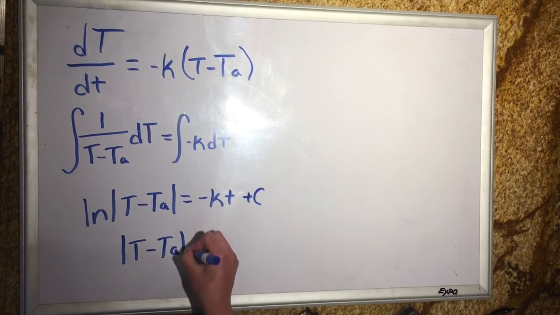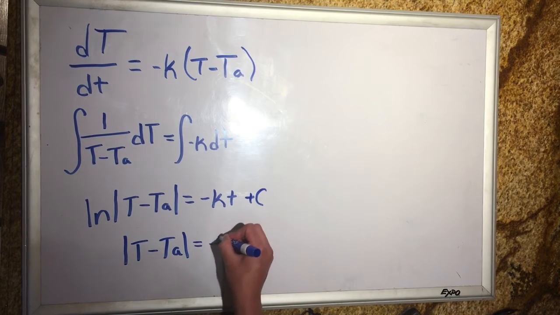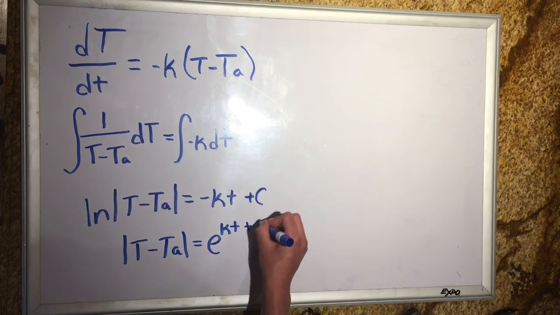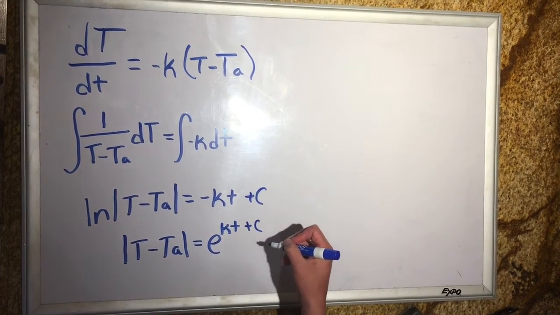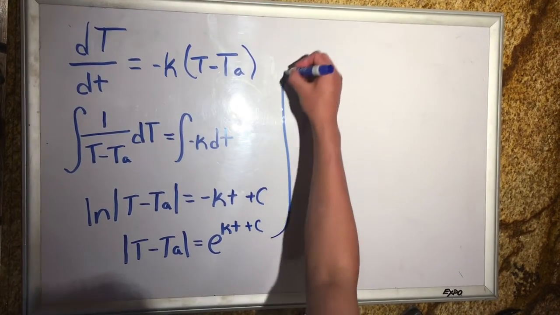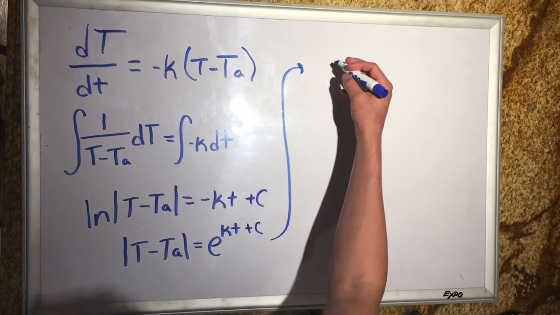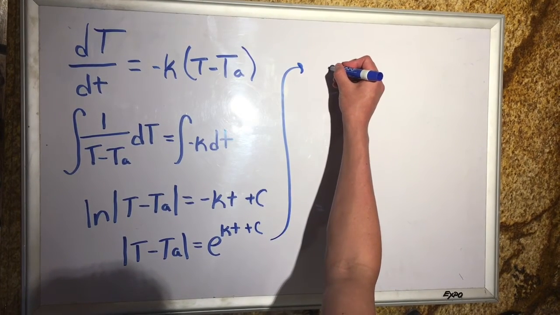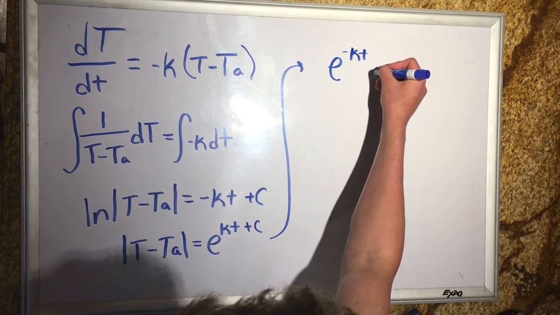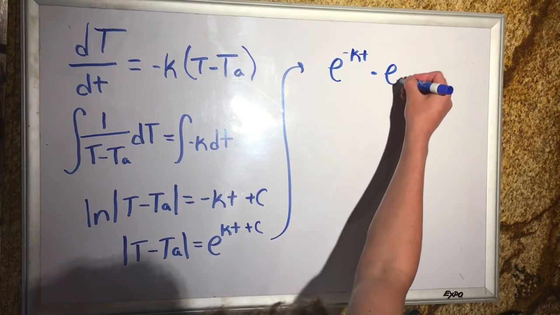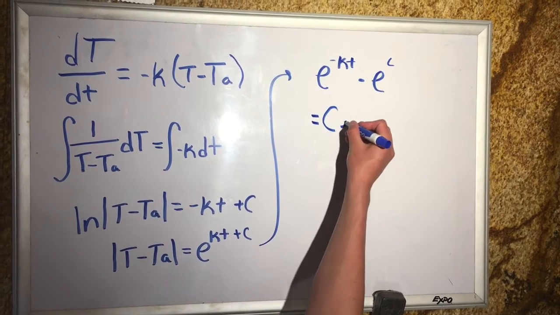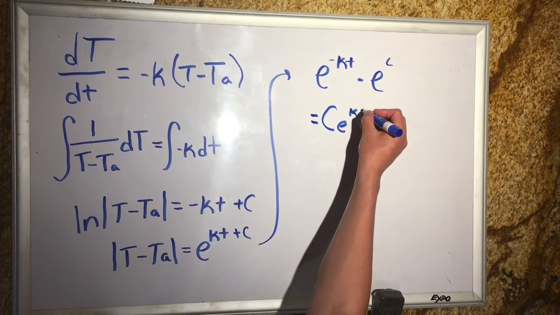Now, with the natural log, to cancel that out, we will raise e to the power of both sides. The left side becomes absolute value T minus T sub A, and the right side becomes C times e to the negative kt, e to the negative kt multiplied by e to the C. Now e to the C is just C, so this will result in that.